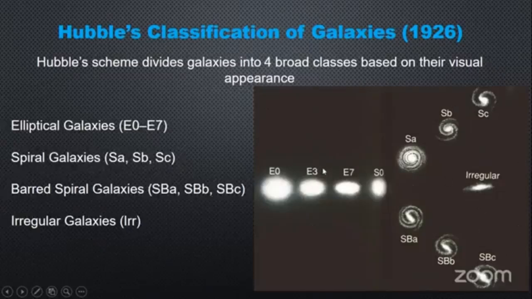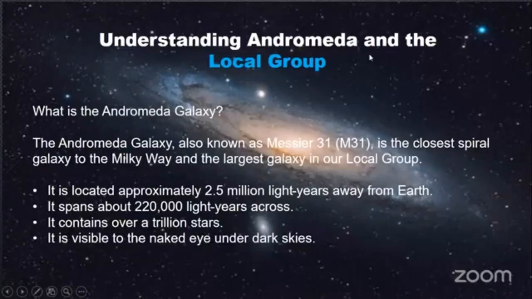So that will bring us to the Andromeda Galaxy and the local group. So what is the Andromeda Galaxy? The Andromeda Galaxy is also known as Messier 31. Remember Charles Messier, the astronomer that was interested in observing comets. He made a catalog so that he could distinguish nebulae from comets. So he was able to catalog the Andromeda Galaxy as M31. The Andromeda Galaxy is the closest spiral galaxy to our Milky Way.